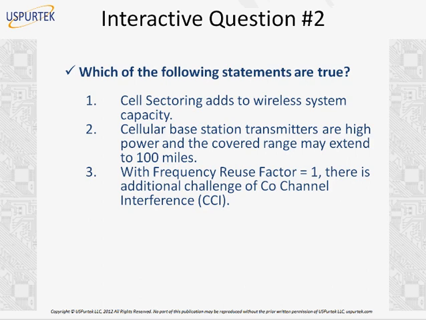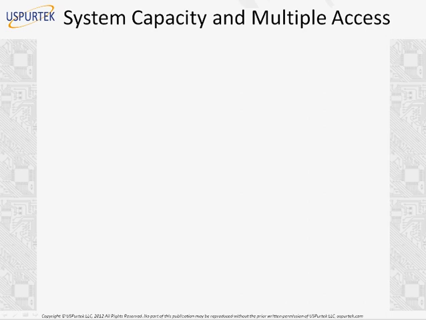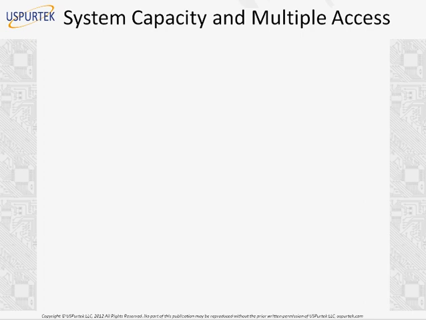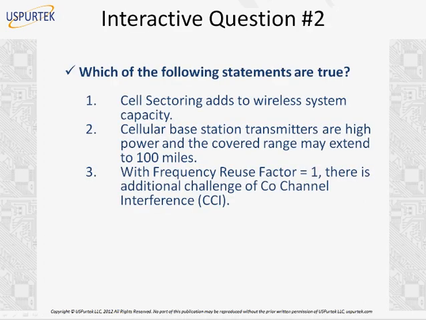Okay, very good. Some answers are coming. 1 is right. 3 is right. Yeah, base stations do not cover up to 100 miles. It's only the TV transmitters and radio transmitters which might go to that type of coverage, but cell base stations have a much lower range, maybe a few miles only, 6 miles, 8 miles, 5 miles, like that. Okay, very good, excellent. Let's move on to the next topic and see how the FFR works.